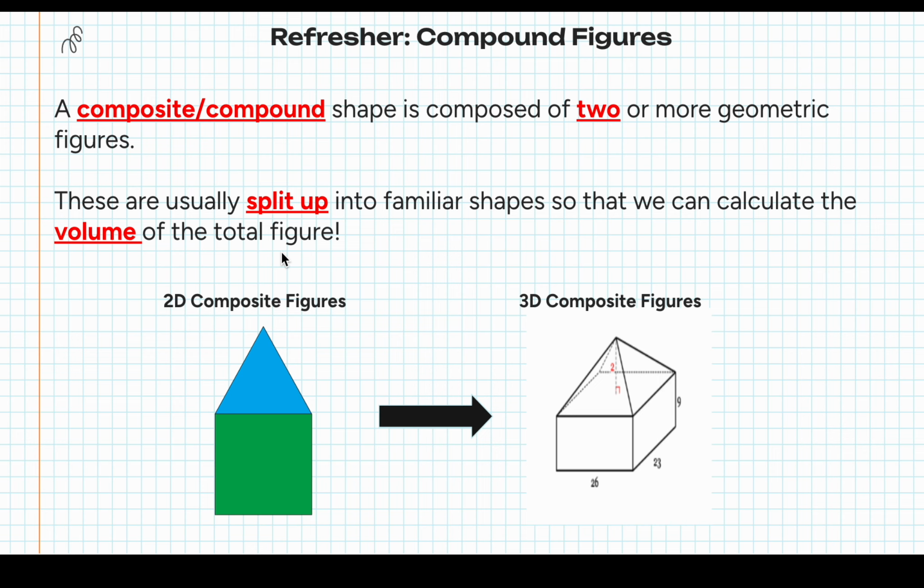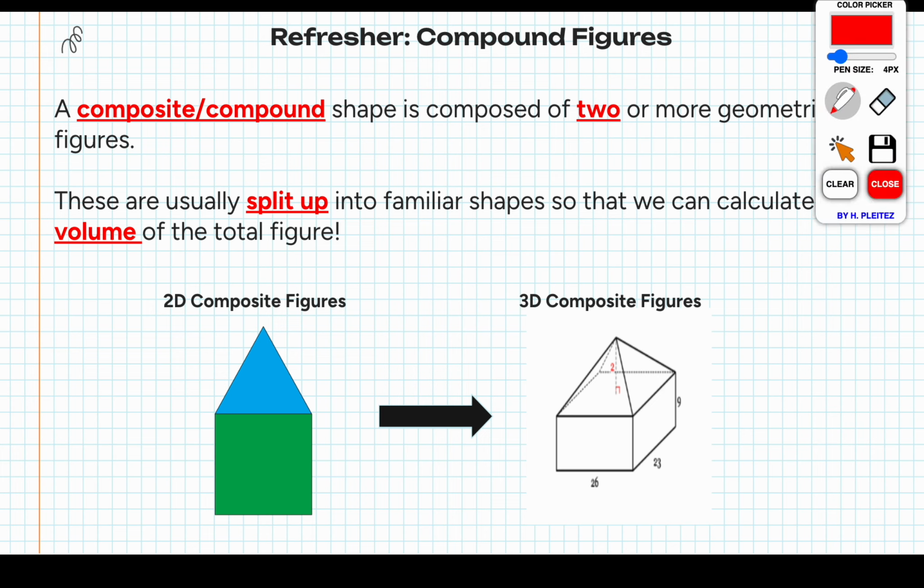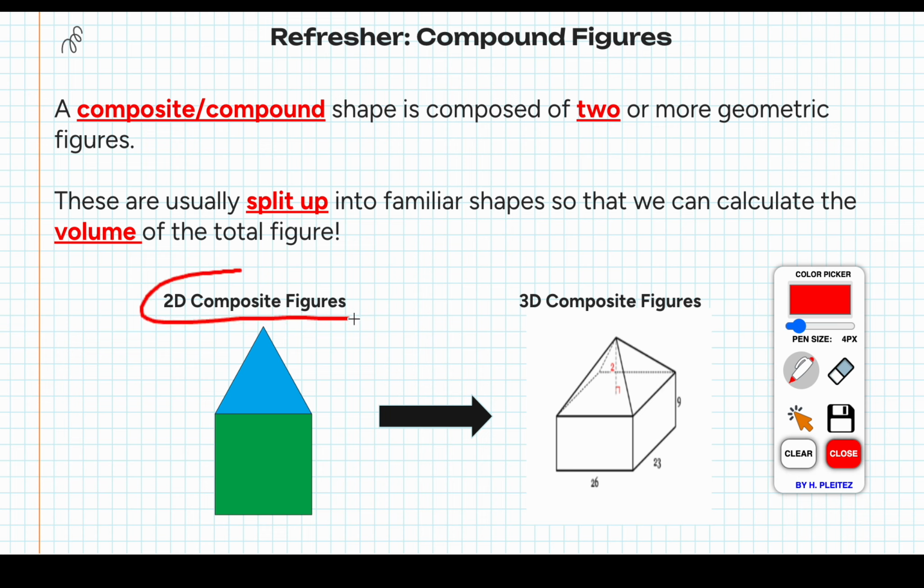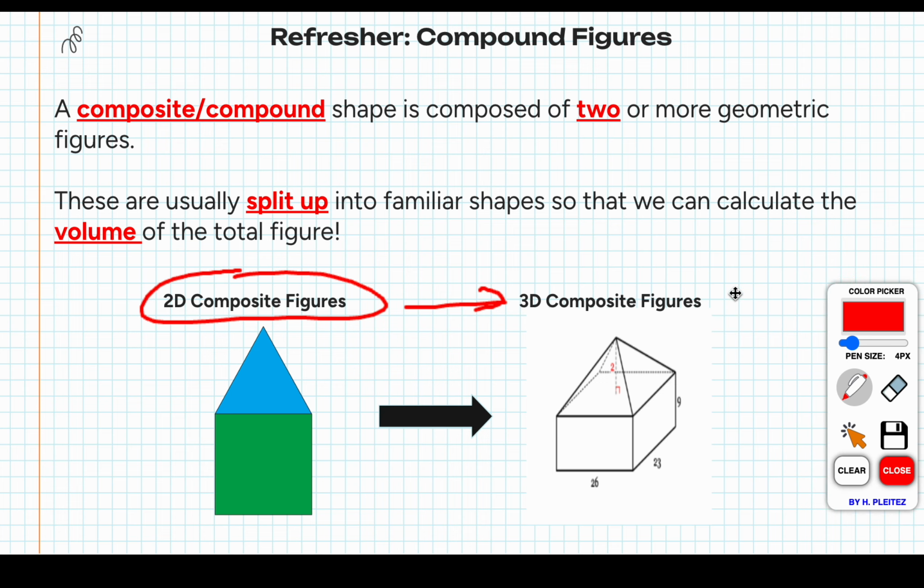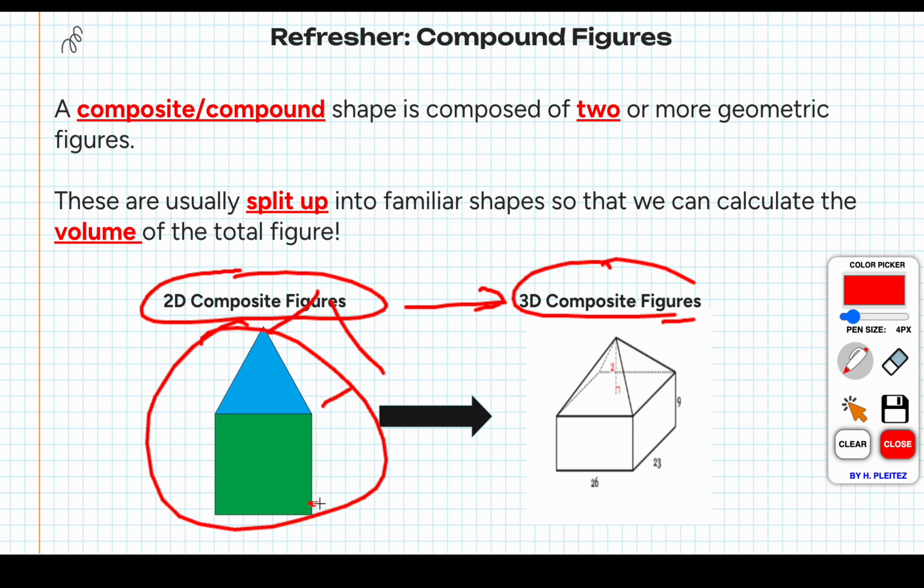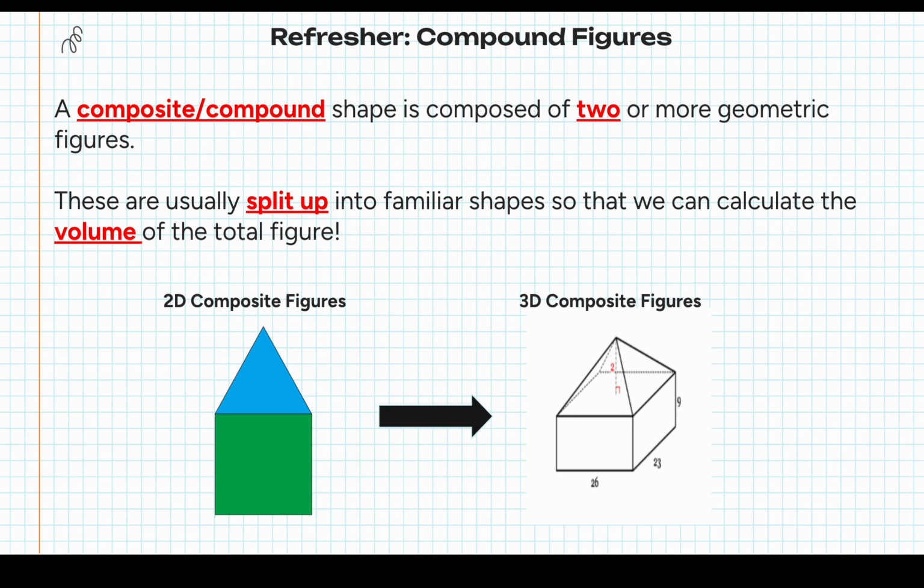So what we're doing, instead of combining 2D figures, is we're going to combine a bunch of 3D figures to make a composite or compound 3D shape. These shapes, remember, are usually split up into familiar shapes, and now we're going to be calculating the volume of that total figure. Here you can see an example of a 2D composite figure versus a similar looking 3D composite figure, and all we're doing is taking these 2D figures and adding an extra dimension to them, and then they become composite 3D shapes.